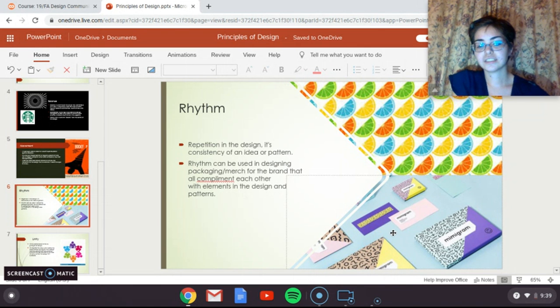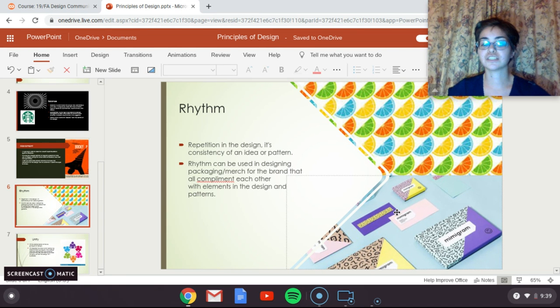And this is another example, which is Mimigram. That brand used their packaging to sort of look alike with each other, so that you'd know once you see it that this is the package or this is the brand. That's just by looking at the packaging.